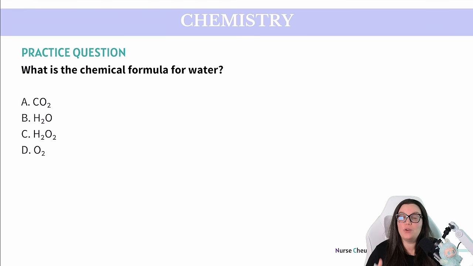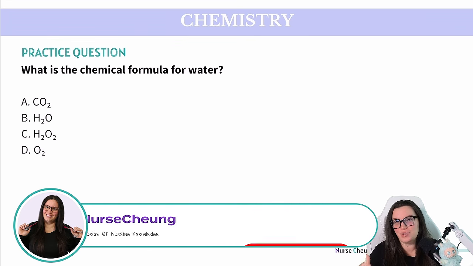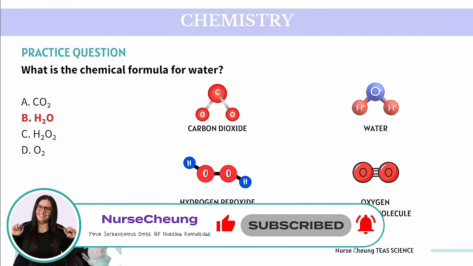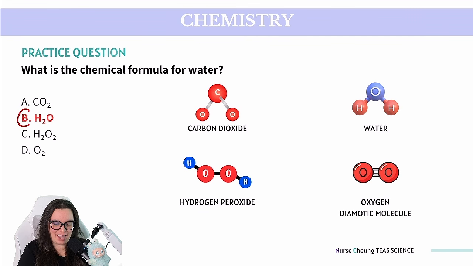What is the chemical formula for water? Is it CO2, H2O, H2O2, or O2? And the correct answer is B. It is H2O. This is correct. Remember, when it comes to water, we're going to have 2 hydrogen atoms and 1 oxygen atom bonded together.